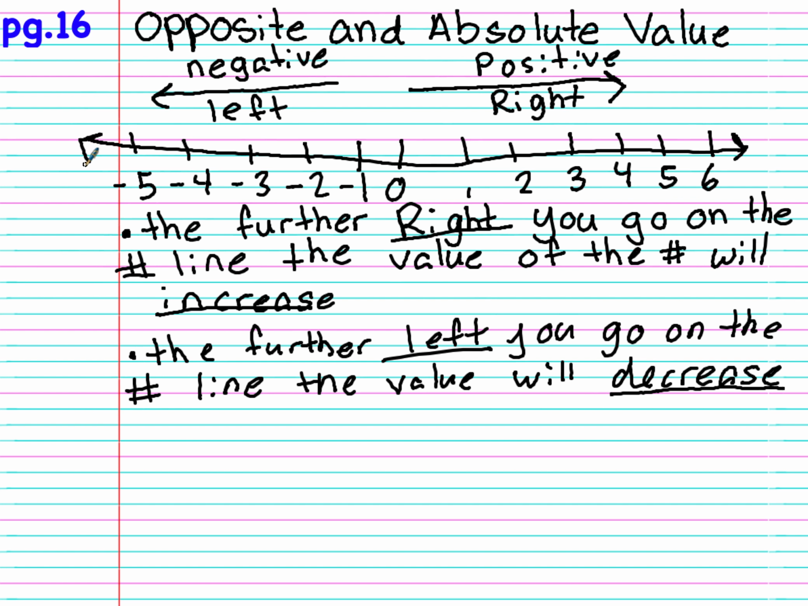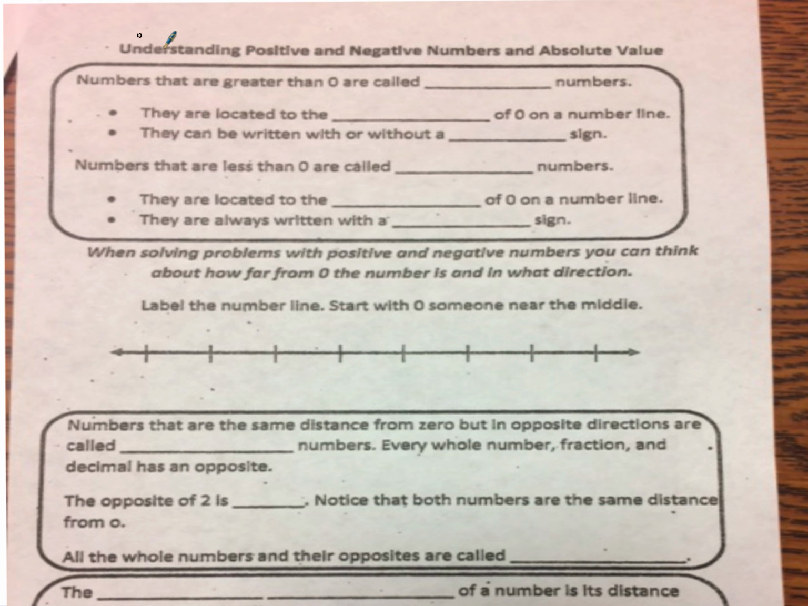Okay, so we are done writing notes in your IMB. I need you to grab a paper that looks something like this. It should be next to your Unit 4 divider, and we are going to fill that in. It says understanding positive and negative numbers and absolute value. Numbers that are greater than 0 are called positive numbers.